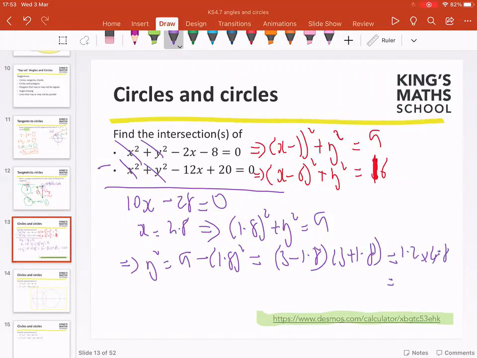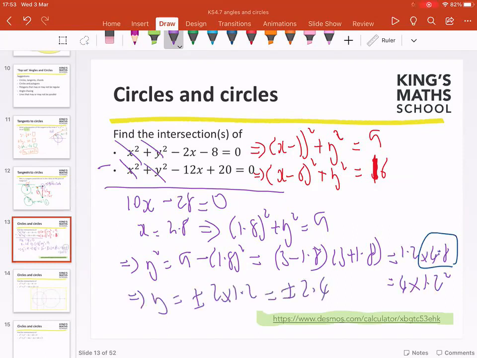And this works nicely. I built this question nicely because obviously 4.8 is 4 lots of 1.2. So that's what I'm going to get here. Altogether it is 4 lots of 1.2 squared, and so y is positive negative 2 lots of 1.2, so it's positive negative 2.4. So x is 2.8 and y is positive negative 2.4.